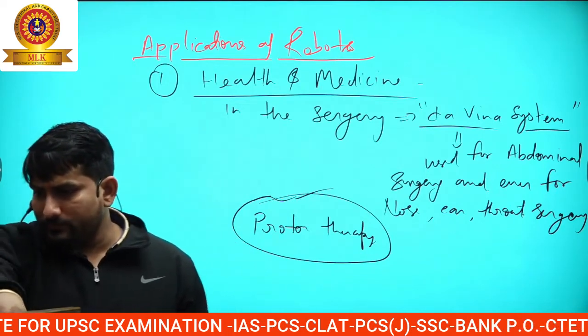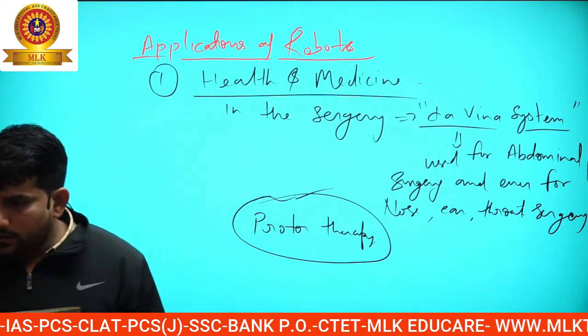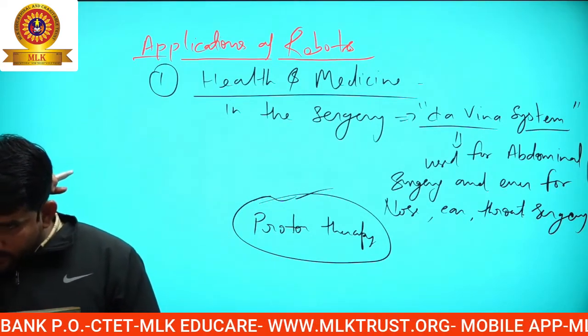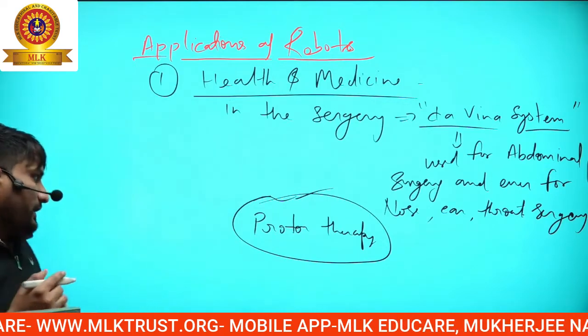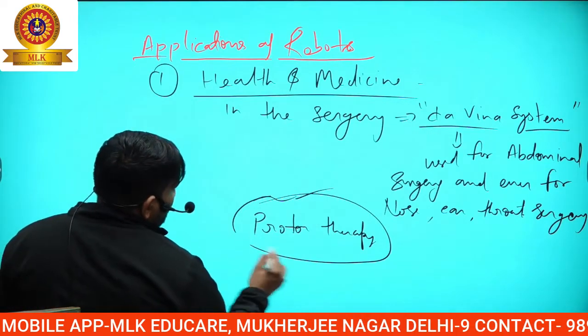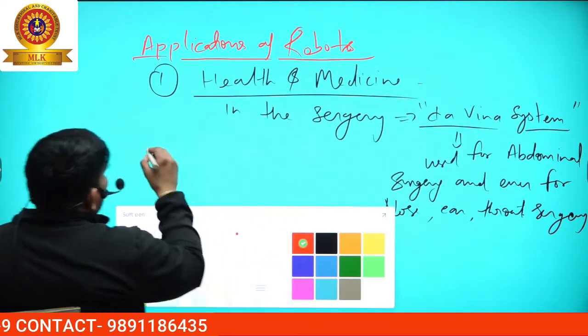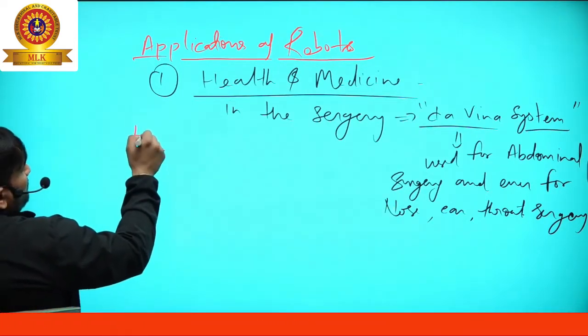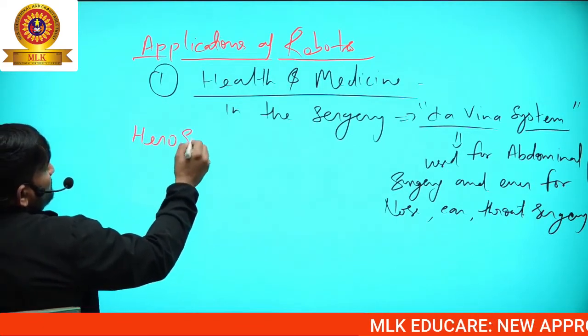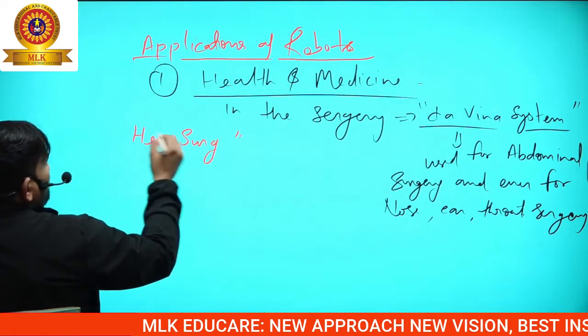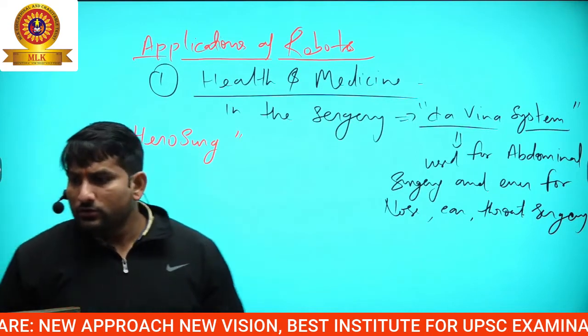नेक्स्ट इज द, अच्छा, वन मोर थिंग इज हियर. यहाँ पे एक रोबोट का नाम दिया गया है. The robot name is Hero Surge.